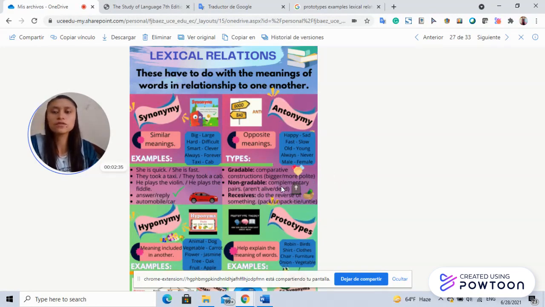In non-gradable, we cannot do comparative constructions, and they are also called complementary pairs, because we cannot say she is more deader than him. We say, for example, my parents aren't alive, which means my parents are dead. And reversives, when we do the reverse of something, for example, dress and undress, pack and unpack, tie and untie.